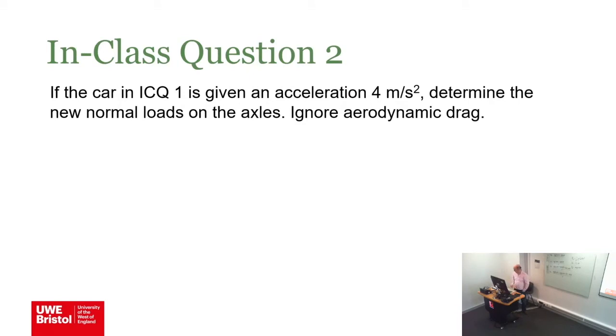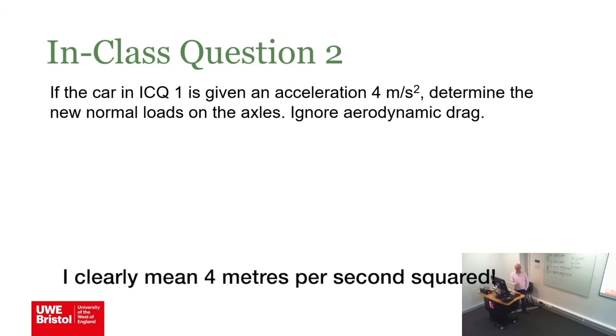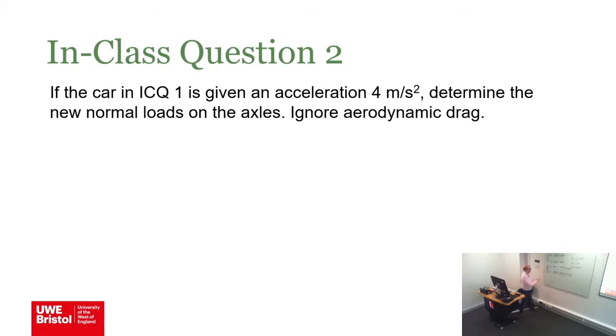Okay, so in-class question 2. If the car in in-class question 1 is given an acceleration of 4 meters per second squared, determine the new normal loads on the axles, ignoring aerodynamic drag. So we're going to say FA is 0, just to save complication. But I will now want you to use these two equations to show the difference the acceleration makes. So it's as above with the acceleration x double dot equaling 4 meters per second squared.